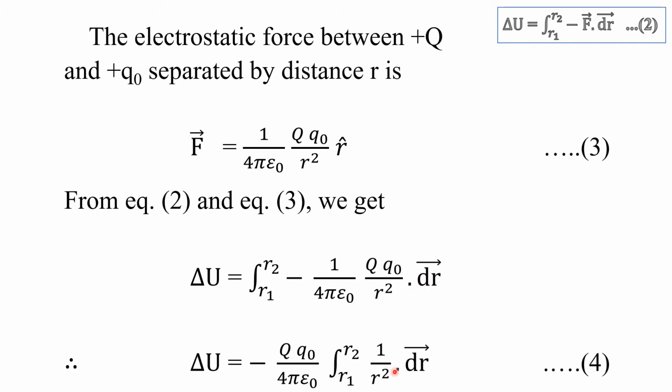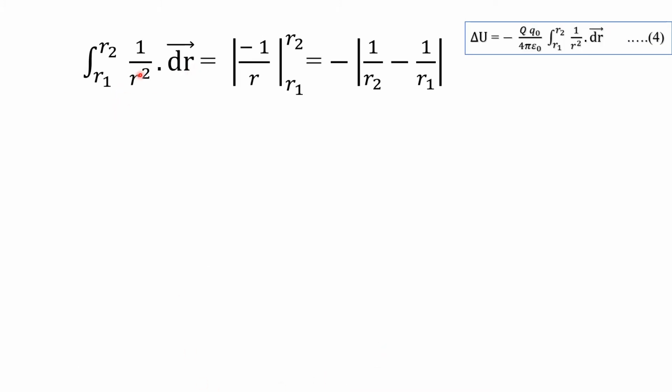Therefore delta U is equal to minus Q Q0 upon 4 pi epsilon 0 outside the integration, since the only variable quantity is distance or displacement. So we can write the integration from R1 to R2 of 1 upon R square dr, equation number 4. Now let us solve this integration of 1 upon R square dr from R1 to R2 by using our mathematical formula. The integration of 1 upon R square is minus 1 upon R.